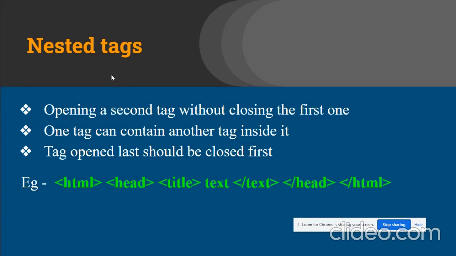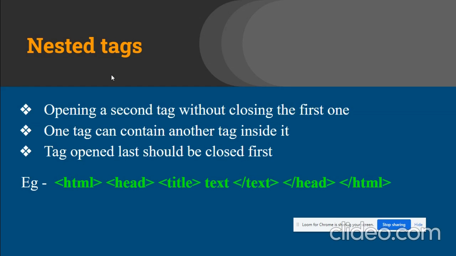Suppose you are watching TV. You are watching something on the television. At that time, your mom is calling you. Your mother will call you for doing some work. So you leave watching TV and you go and do what your mother is telling. So in between the work, you're doing another work. That is called a nested tag.